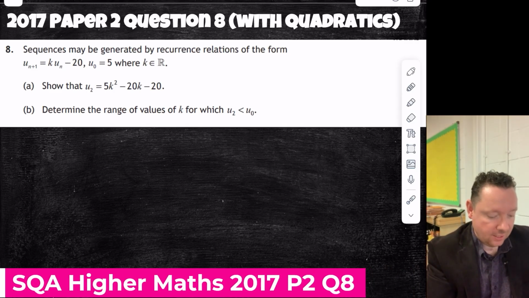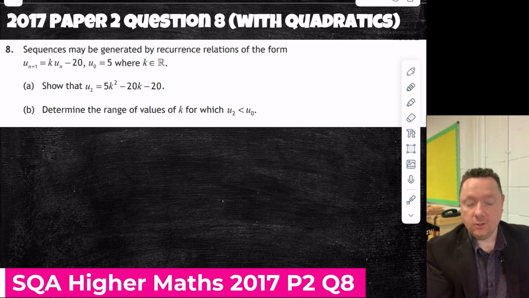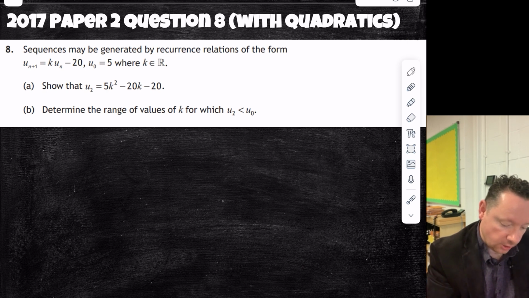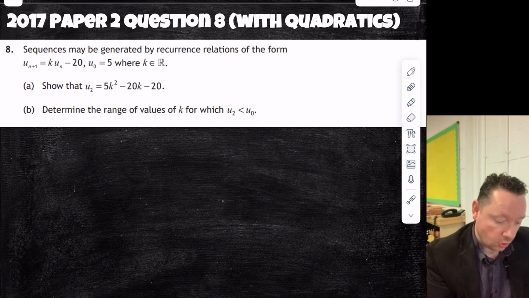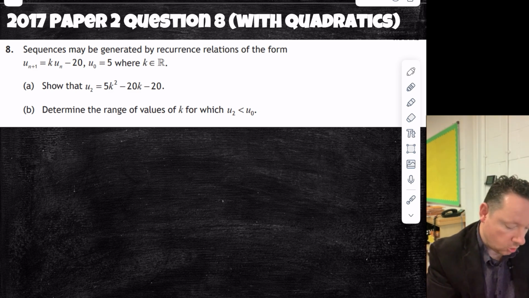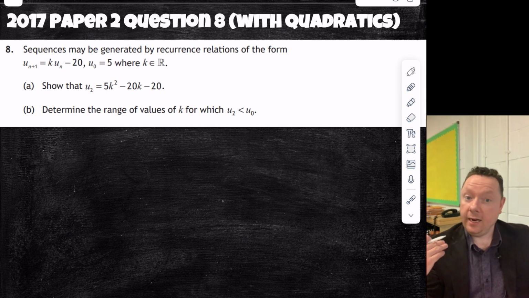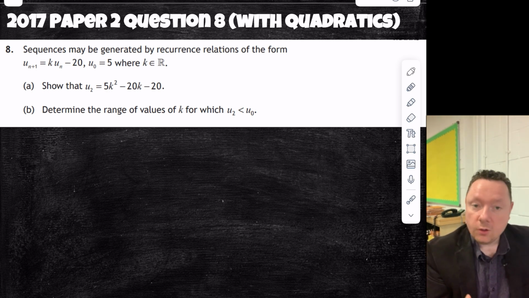SQA Higher Maths 2017, Paper 2, Question 8 on sequences. This time it has quadratics in it as part of the question. It says sequences may be generated by recurrence relationships of the form u(n+1) equals k u(n) minus 20 and u0 equals 5, where k is a member of the real numbers. Show that u2 equals this expression. Well, u2 is generated by u1. I've got neither u1 nor u0.